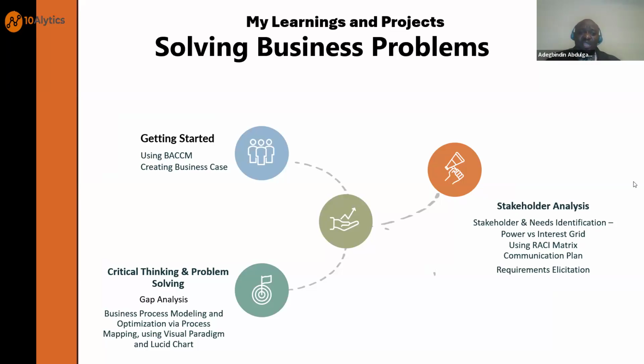There are 3 major areas. First of all, you need to understand how to get started using the BACCM, the business analysis core concept model. You learn how to create a business case. Then you go to critical thinking and problem solving. Here we learn gap analysis. We learn how to model processes. We learn how to optimize via process mapping and using different tools like Visual Paradigm, Lucidchart, Draw.io.